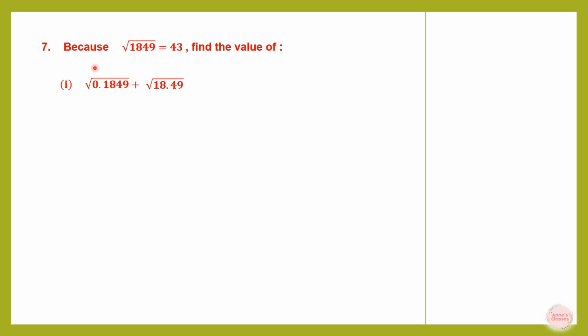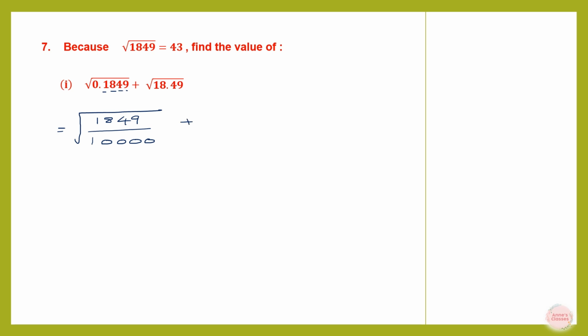Question 7. Because the square root of 1849 is 43, find the value of these. So here, as you can see, all of them have the same digits 1849, but the decimal point is in different places. So we have to use this value given to us and then find the answer. So this one, we can write it as the square root of, now remove the points, 1849, and give it a denominator with 1 followed by how many zeros? 1, 2, 3, 4 zeros.